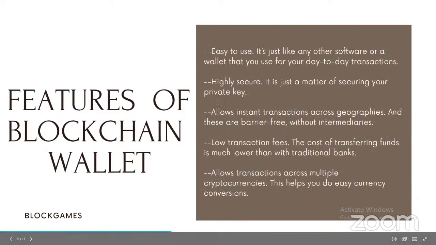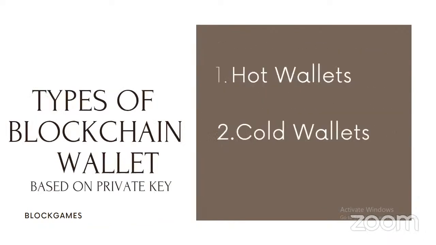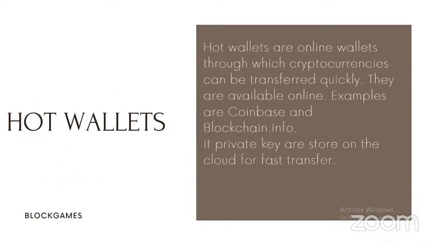So we have types of blockchain wallets. We have hot wallets and cold wallets. Hot wallets are online wallets through which cryptocurrency can be transferred quickly. They are available online. Examples of hot wallets are Trust Wallet, Binance, Coinbase, and the like. Their private key is stored on the cloud for fast transfer.